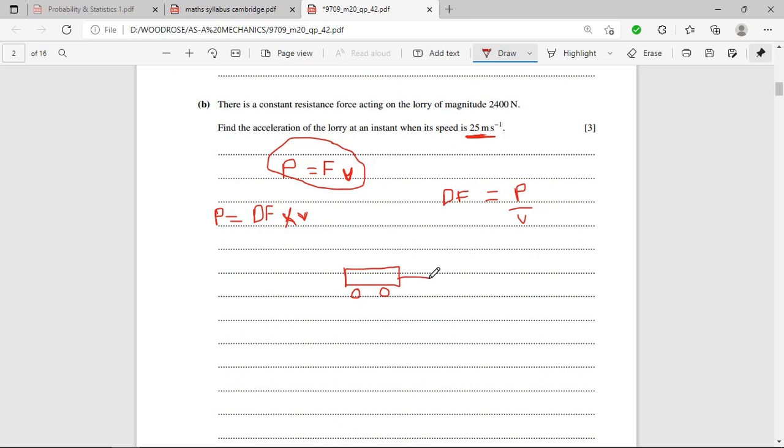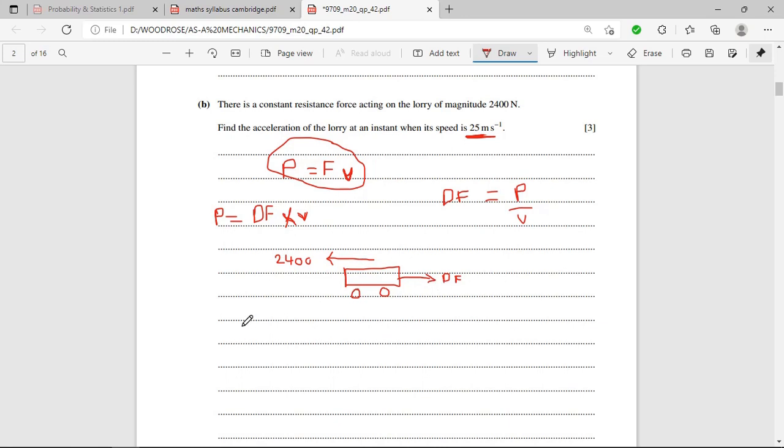The lorry is being driven by the engine, which is the driving force you have calculated just above. This is your driving force. And there's a constant resistance, that is the force which is opposing the direction of the roll, and it's 2,400 newtons. So we want to find the acceleration of this roll.